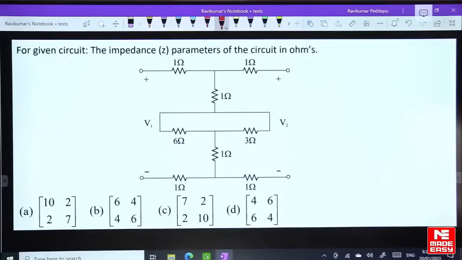B is the answer. Vishal Baba, Ahan Basu. Sai Vishnu also gave B as the answer.